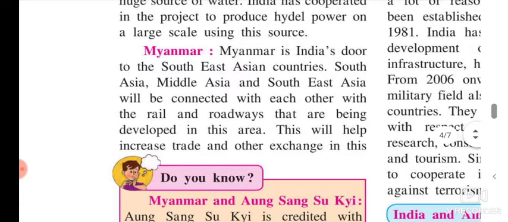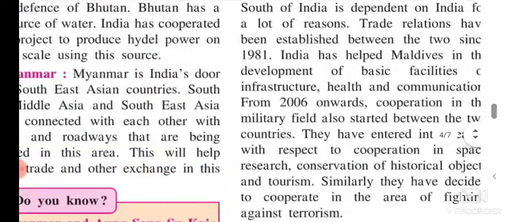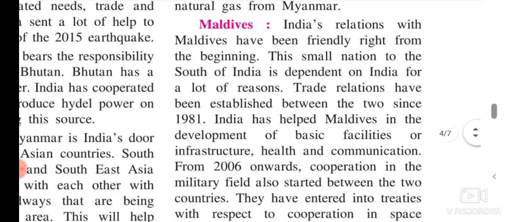Myanmar. Myanmar is India's door to Southeast Asian countries. South Asia, Middle Asia, and Southeast Asia will be connected with each other with the rail and roadway that are being developed in this area. This will help increase trade and other exchange in this region.